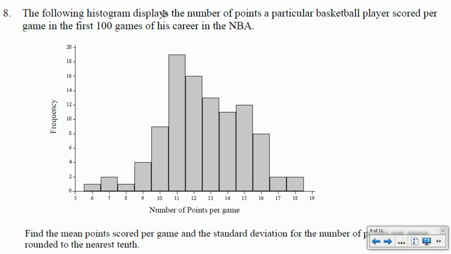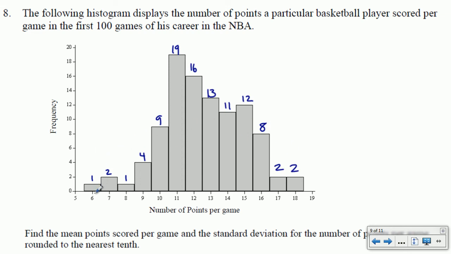The following histogram displays the number of points a particular basketball player scored per game in the first 100 games of his career in the NBA. So he scored 6 points once, 7 points twice, 8 points once, and so on, just reading it off the vertical scale. So again, we can enter this data into our calculator the easy way or the hard way.